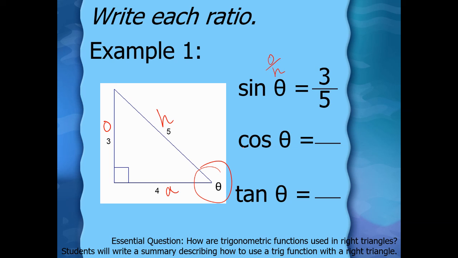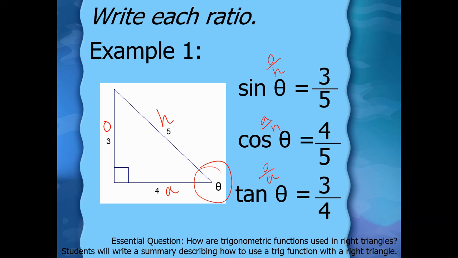The cosine is going to be the adjacent over the hypotenuse. So the adjacent over the hypotenuse is 4 over 5. And our tangent is going to be our opposite over our adjacent. So in this case, it would be 3 over 4. Now, sometimes you're going to have to find all 6. And a lot of times you have to find all 6.